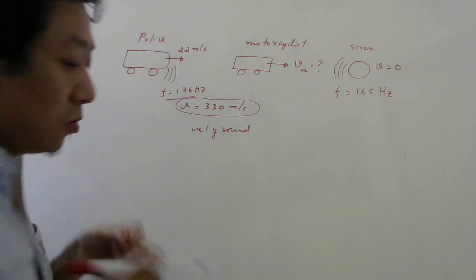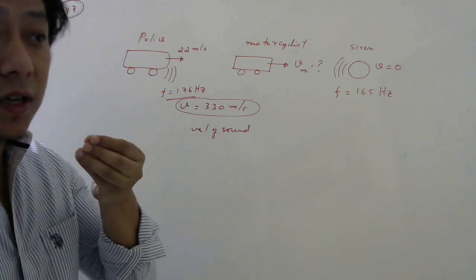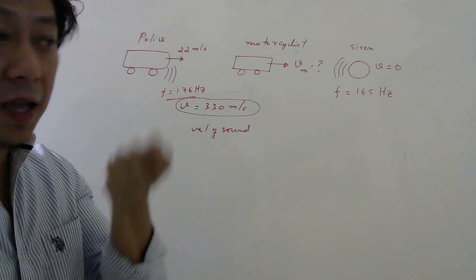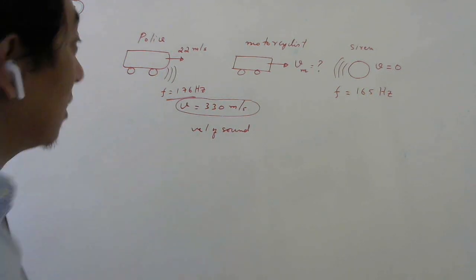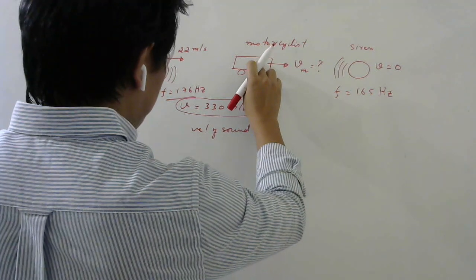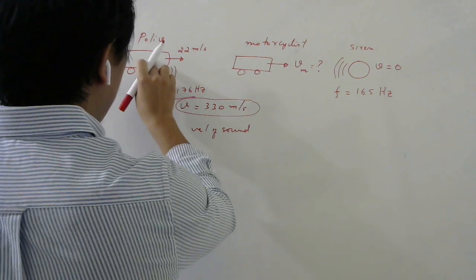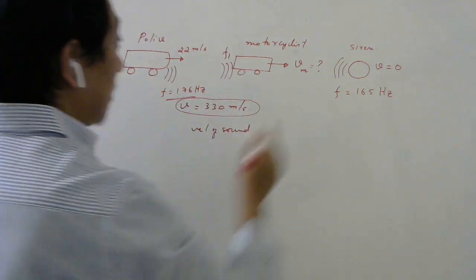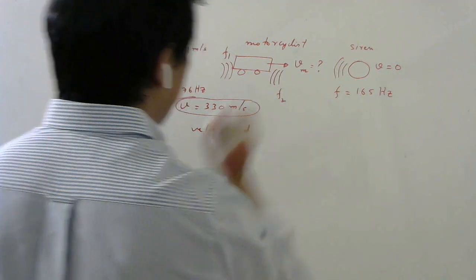For beats, you need two sound waves having slightly different frequencies. Then the resultant sound will vary in intensity with a frequency f2 minus f1, the bigger frequency minus the smaller frequency. So one sound he will receive from the horn sound produced by the police. Let's say that sound has frequency f1. And the other sound is coming from the siren. Let's say that has frequency f2.